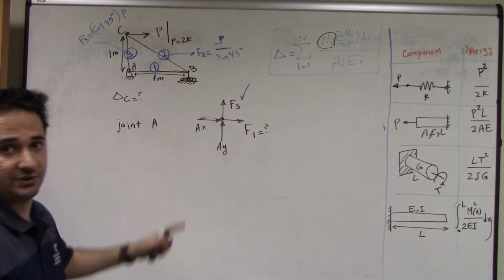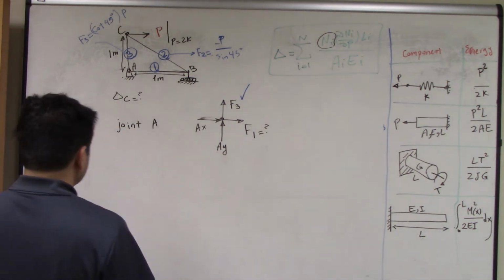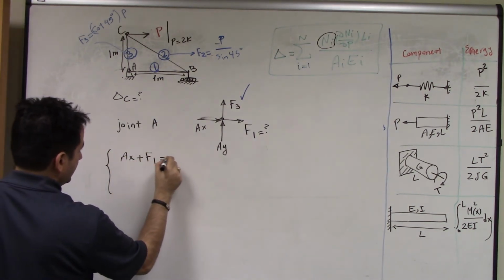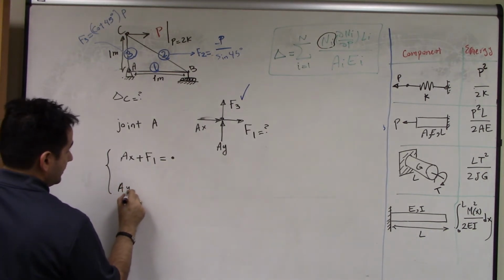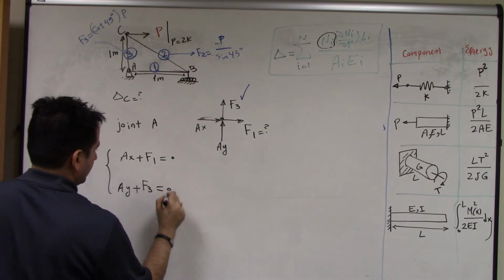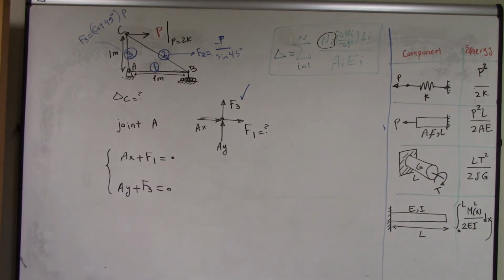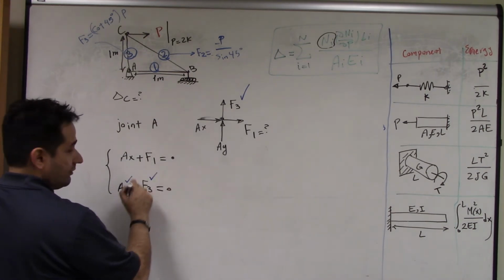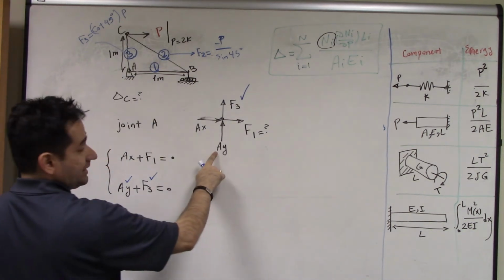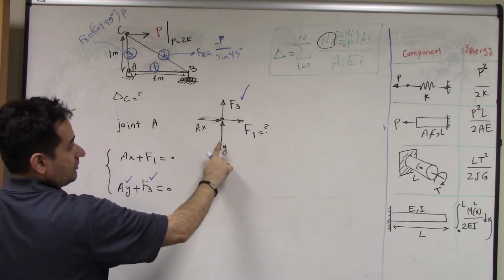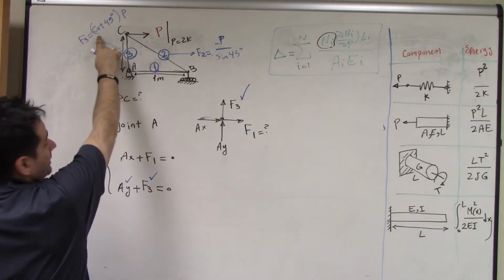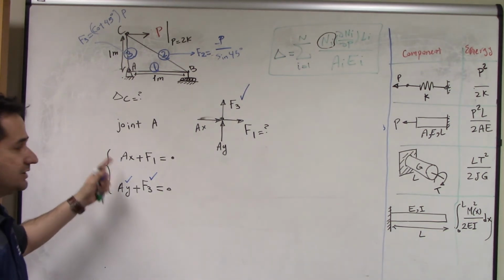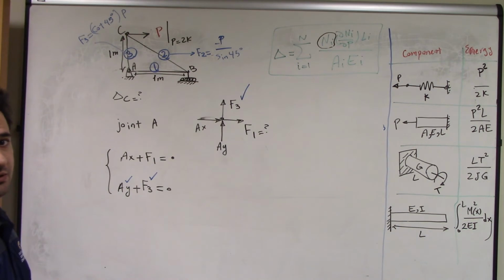So how many unknowns do I have? 3, right? If you write it, then you get AX plus F1 is equal to 0, AY plus F3 is equal to 0. That will give you an equation because you have F3. Then we get AY from this equation. So AY, the reaction at the support in the Y direction, is negative F3, negative cotangent. But what about AX? Well, we don't have the external reaction, so we can't find F1.